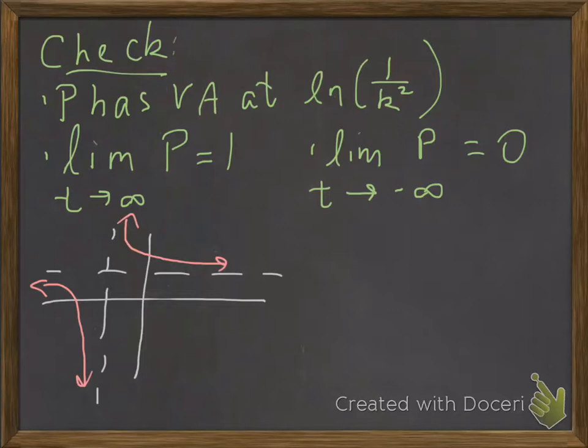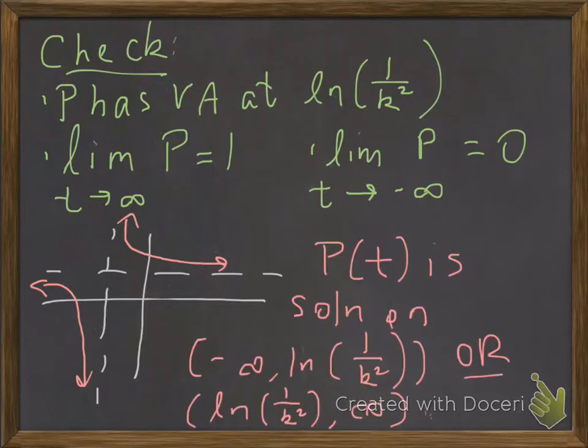So what can we conclude about this? We can conclude that p of t is a solution either on the interval from negative infinity to the natural log of 1 over k squared, or natural log of 1 over k squared to infinity. Why? Remember the definition of a solution. A solution, not only does it have to satisfy the differential equation, but it has to be continuously differentiable where it satisfies the differential equation. And at our vertical asymptote, our function isn't even defined, much less continuous, much less differentiable.